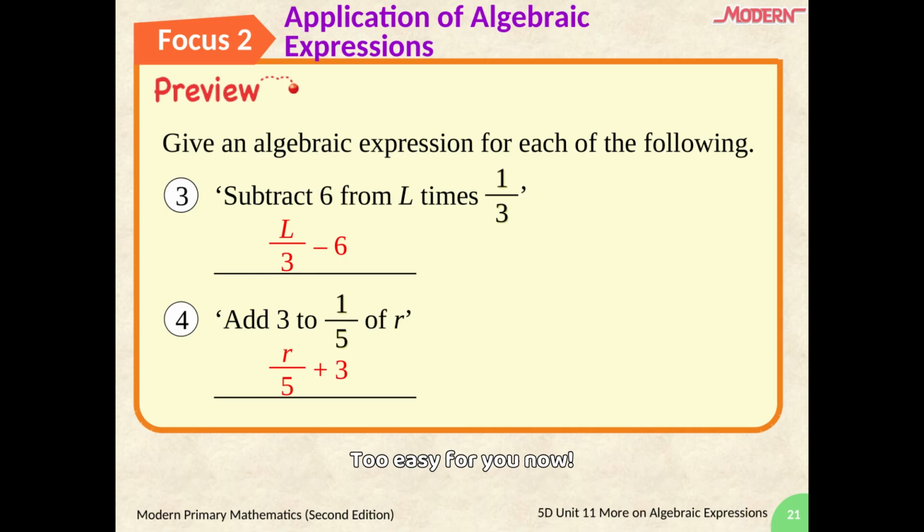Too easy for you now. Add 3 to 1/5 of R. 1/5 of R is just R over 5, plus 3. Boom, you're speaking fluent algebra.